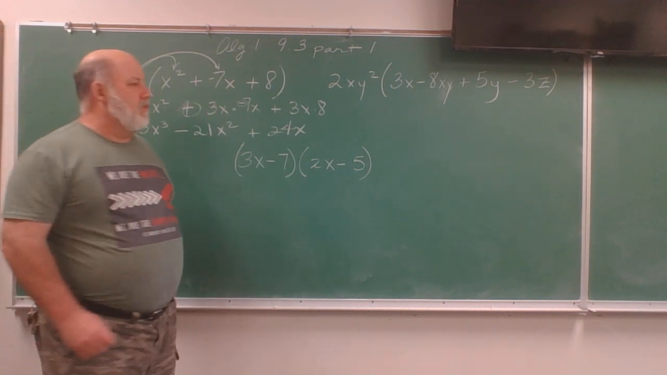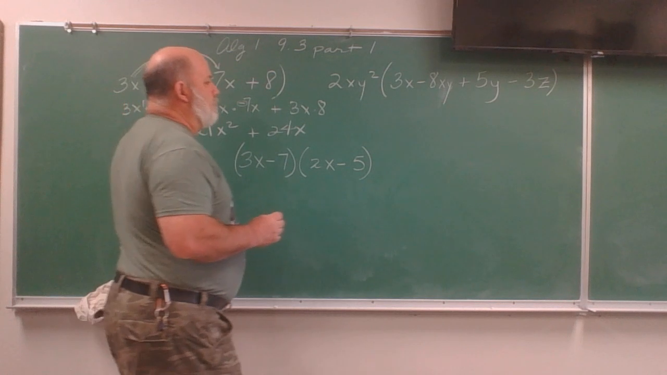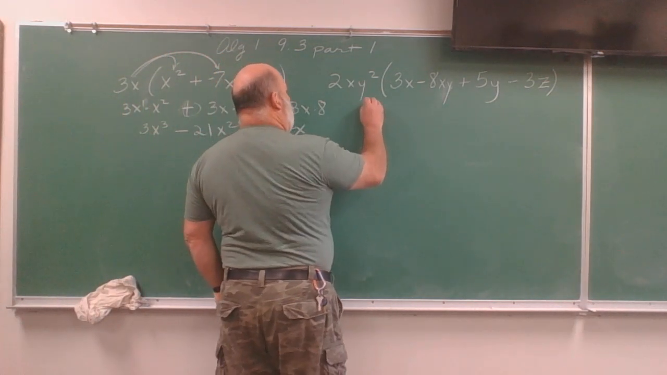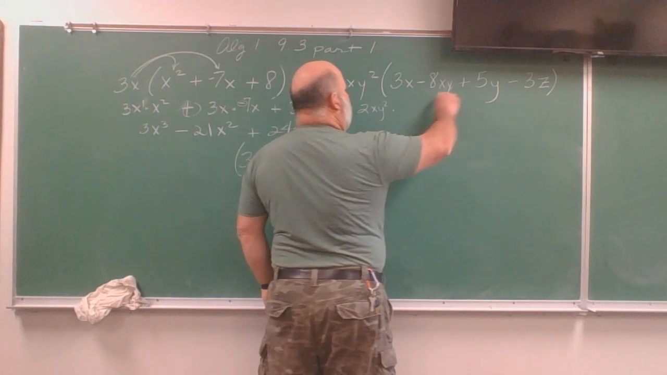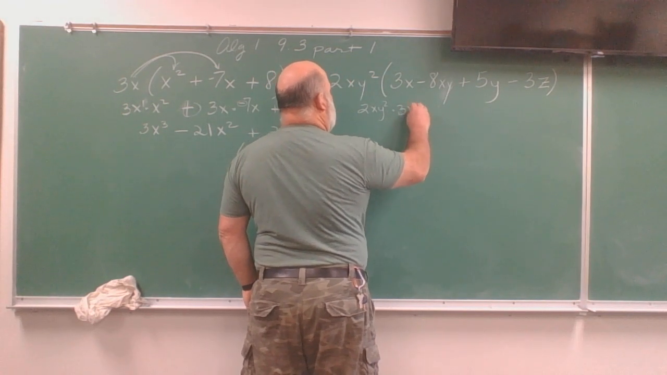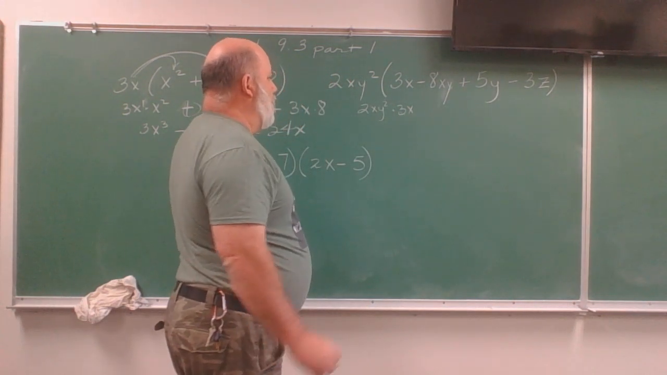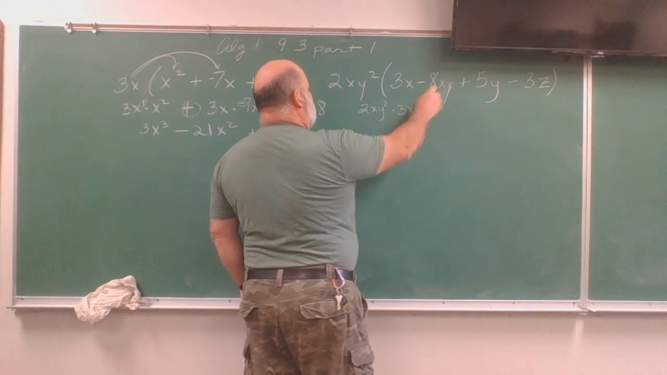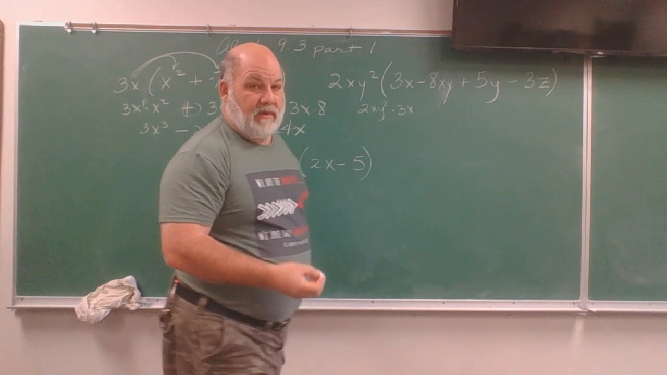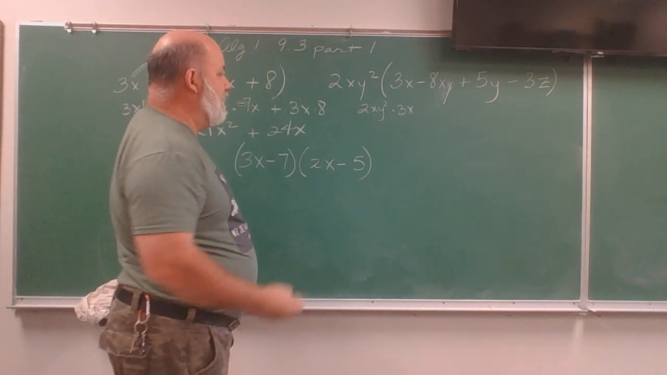Be careful, okay? Let's do the second one. It is 2xy squared times all of these terms, times 3x. Then it's 2x squared times negative 8xy. I'm not going to write it up this time. A little tedious, though I could.